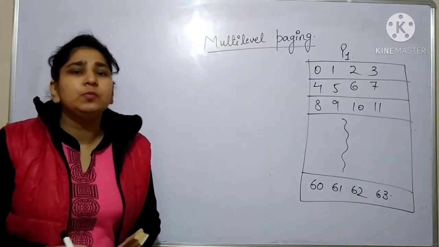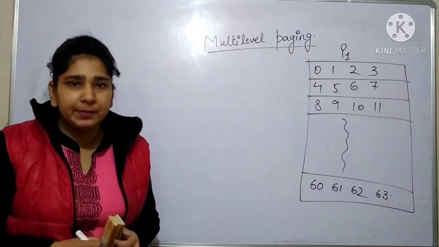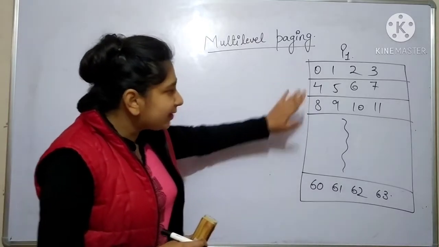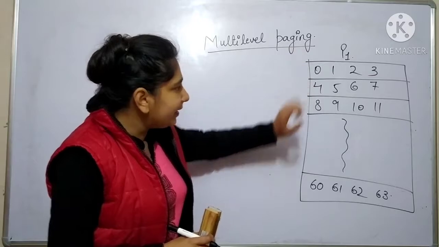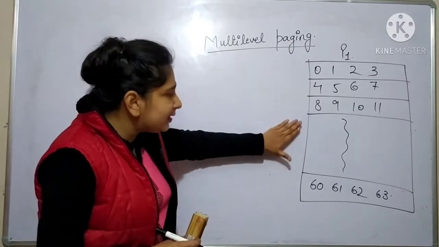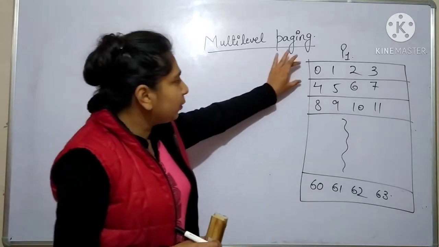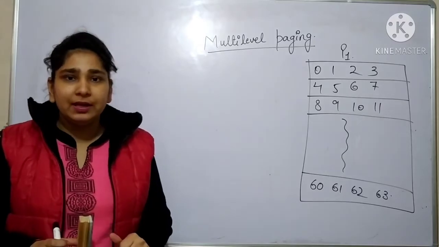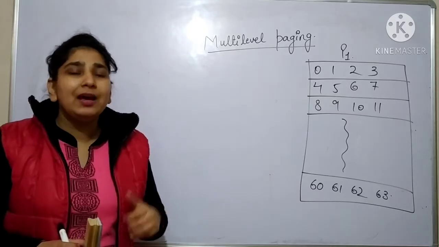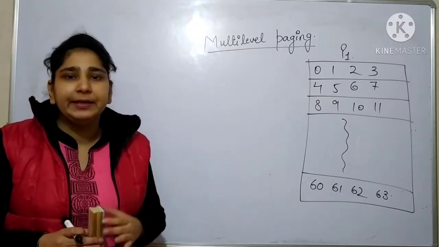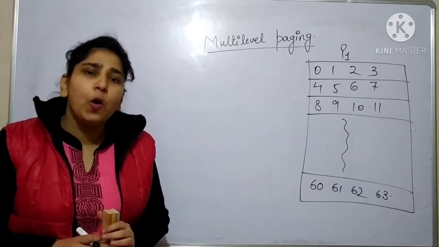Your process is nothing but some set of instructions, like we use MS Excel, MS Word. Okay, so my process P1 contains 64 instructions. I have divided my process P1 into 16 pages. If you have to differentiate one page from another page, how many bits do you really need? To uniquely identify 16 pages, we need 4 bits.